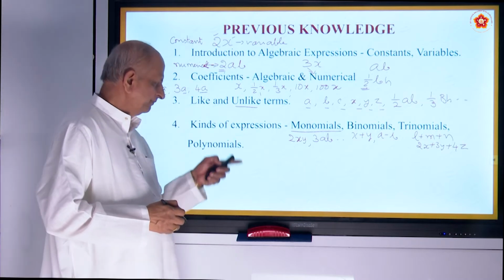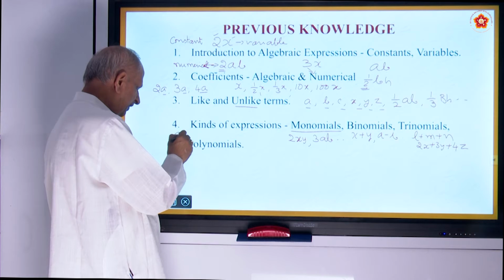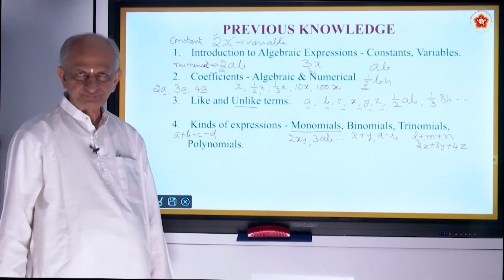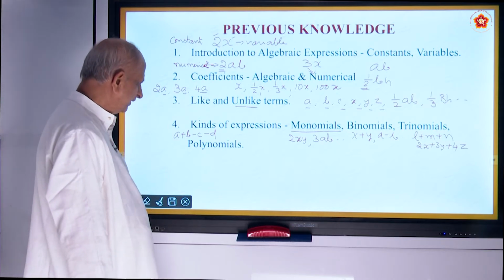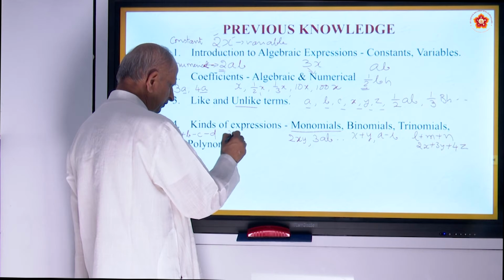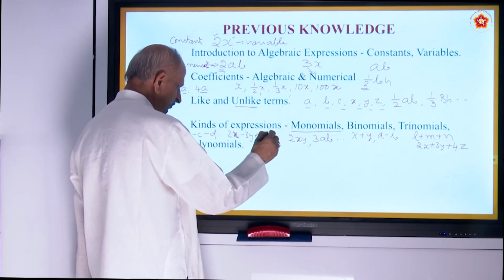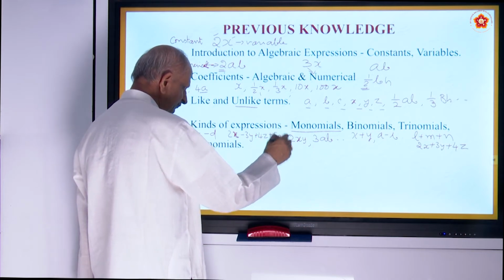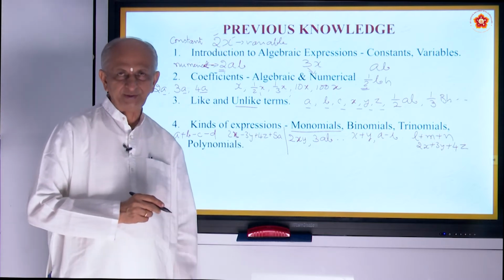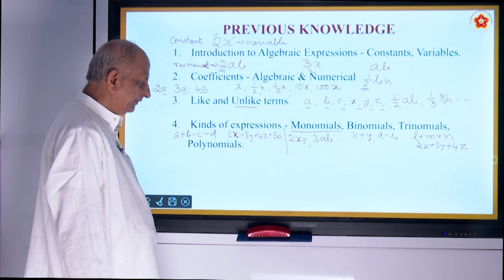If there are more than three terms, we call it polynomial. For example, a plus b minus c minus d, four terms. It is called polynomial. Or you can say 2x minus 3y plus 4z plus 5a. It is called polynomial. There are four terms. So these are all things we have studied in the previous class.